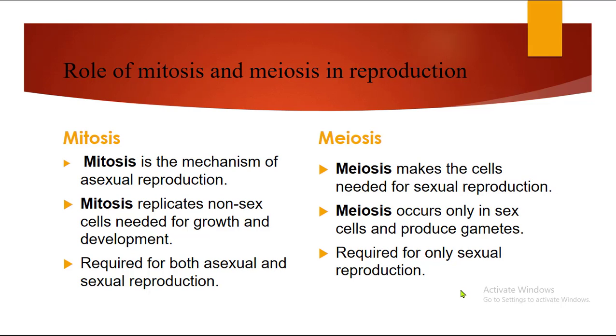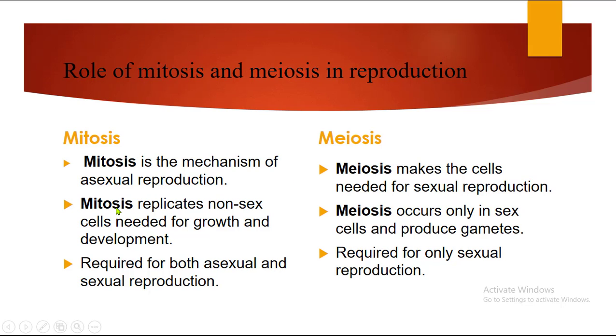Role of mitosis and meiosis in reproduction. You already have an idea about mitosis and meiosis. So what is the role of mitosis and meiosis in reproduction? Mitosis is the mechanism of asexual reproduction. However, meiosis makes the cells needed for sexual reproduction, the cells that are the gametes, male and female gametes.